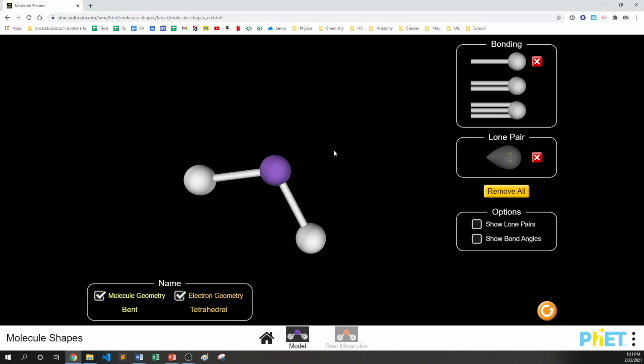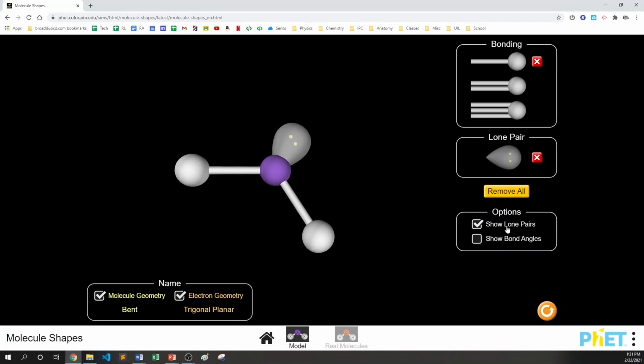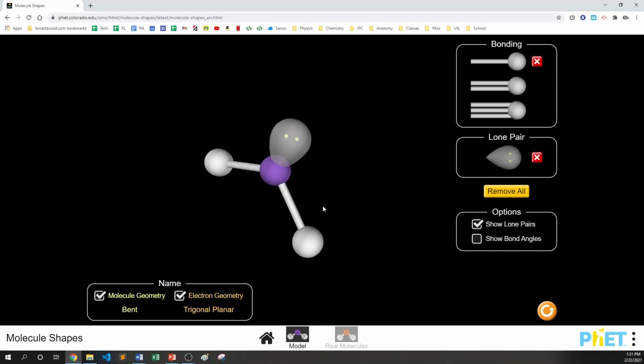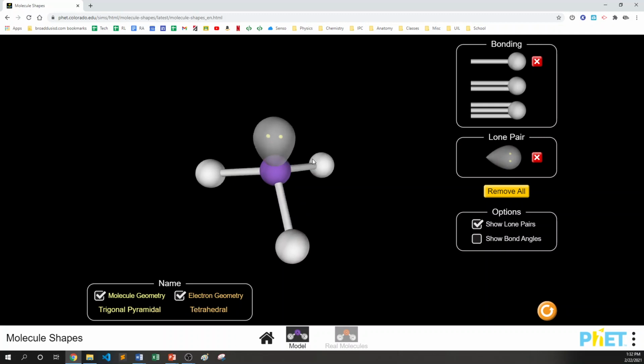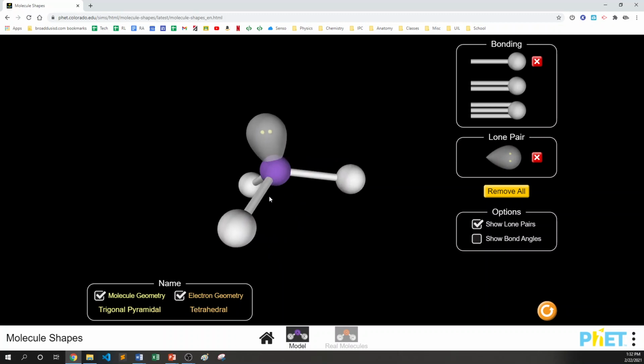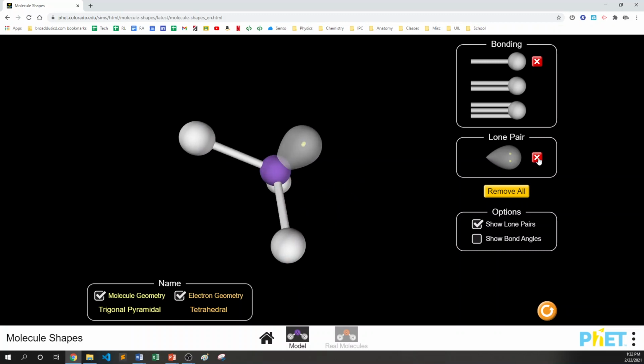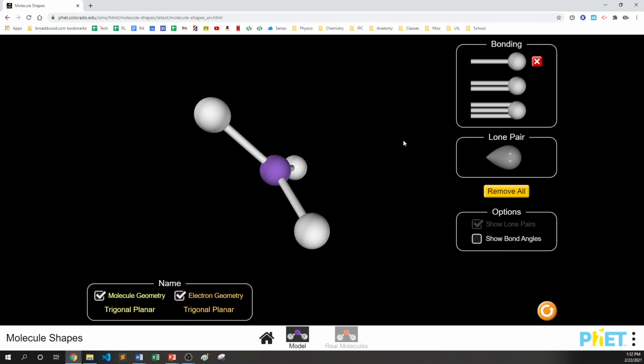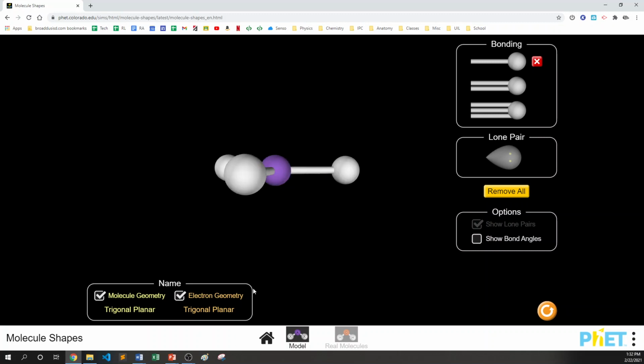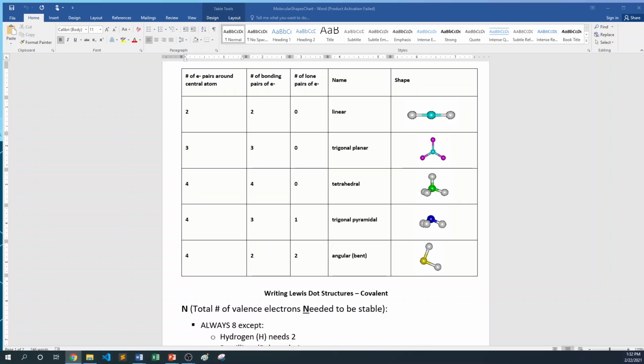Let's see if I can add. So something that looks like this versus something that looks like that. So we have to know what the shape of the atoms look like.